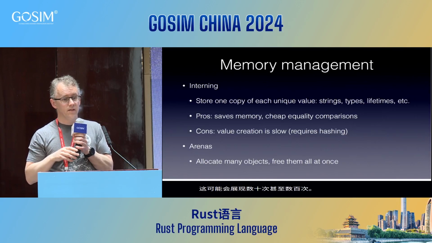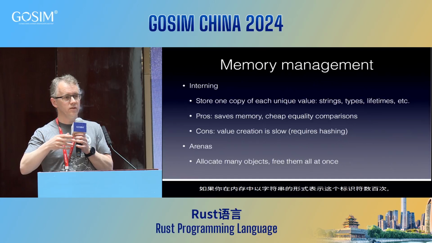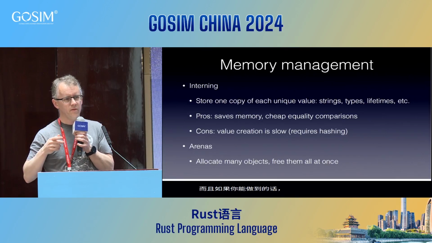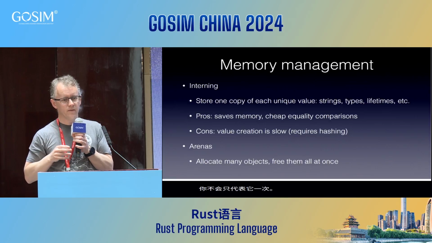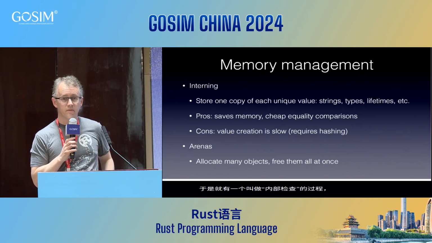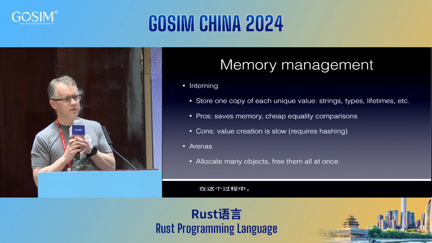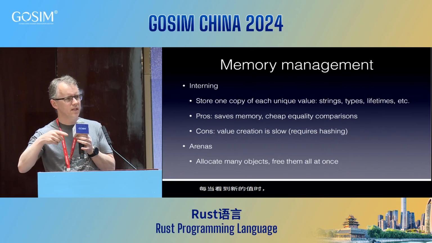And so there's a process called interning where you do that every time you see a new value. You actually check, have I seen this one before? You have to look up in the table. And if you've seen it before, then you just have a pointer to it basically instead of storing it again. So this saves a lot of memory and also means you can do cheap equality comparisons, but it does mean that creating a new value does take a little bit more time.